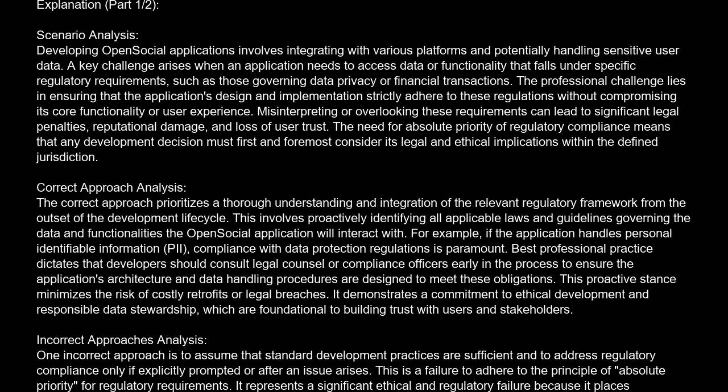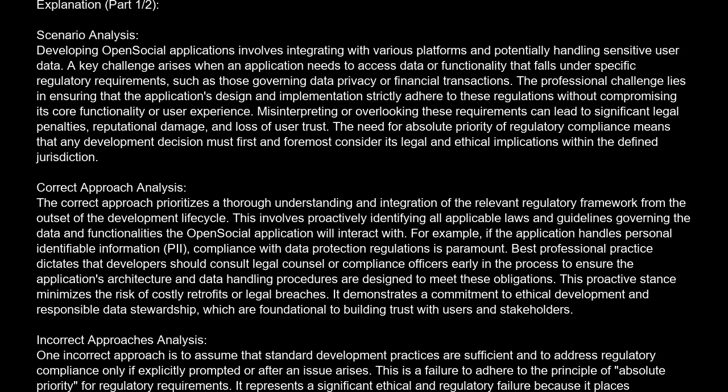Explanation. Scenario analysis. Developing open social applications involves integrating with various platforms and potentially handling sensitive user data. A key challenge arises when an application needs to access data or functionality that falls under specific regulatory requirements, such as those governing data privacy or financial transactions. The professional challenge lies in ensuring that the application's design and implementation strictly adhere to these regulations without compromising its core functionality or user experience.